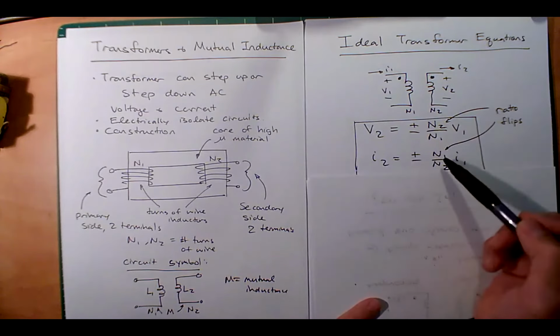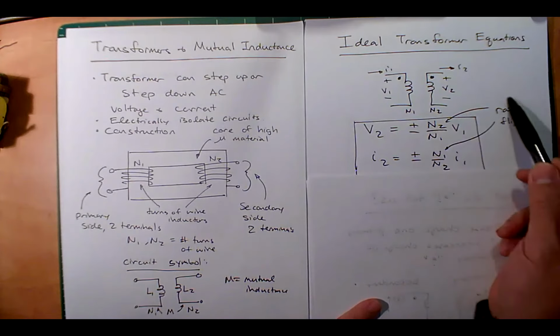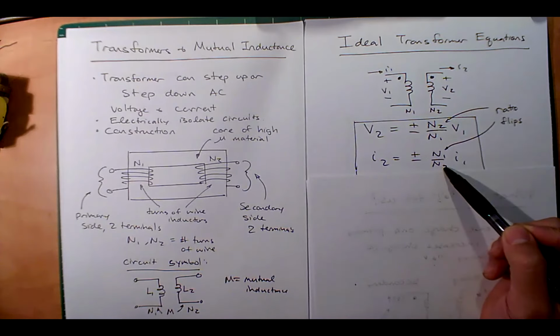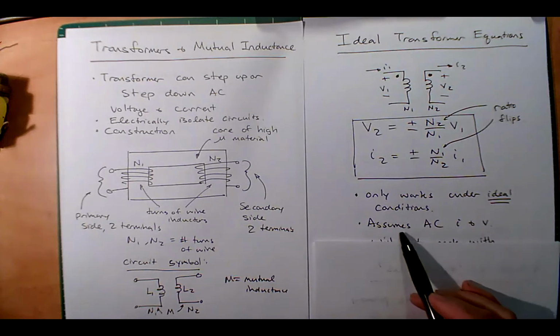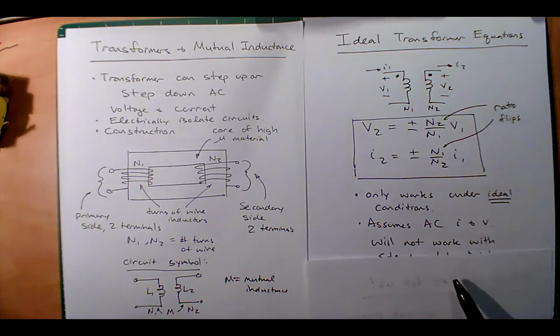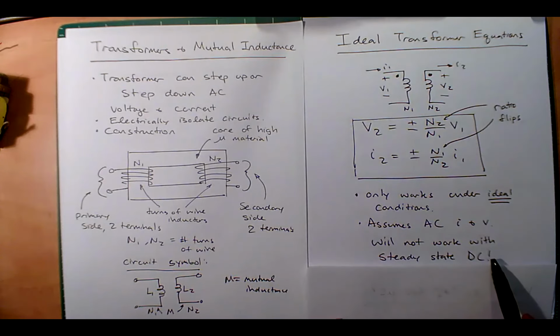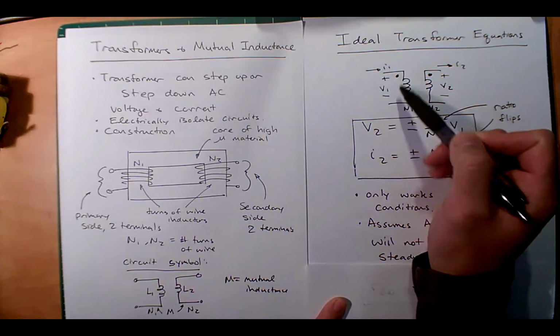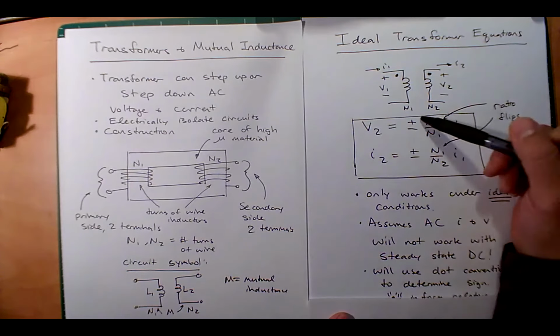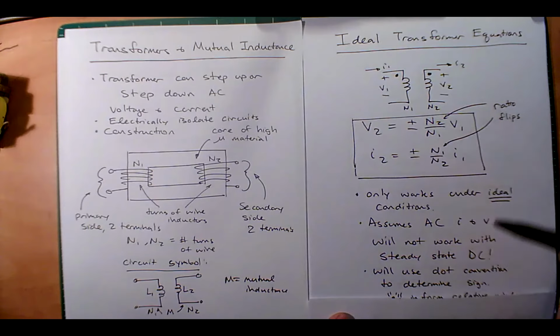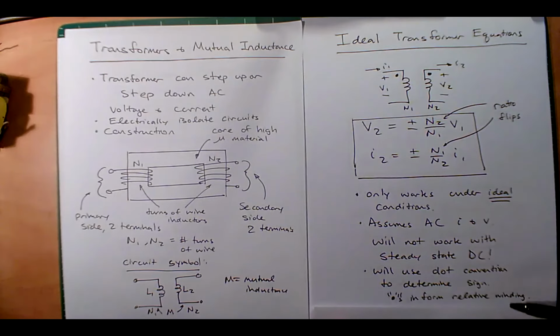Now the current is going to be the opposite ratio. Notice the ratio flips, so we have N1 over N2. And like I said, this only works under ideal conditions. We assume AC current and voltage, and it will not work with steady state DC. If I just have 10 volts constant, I'm not going to induce anything on the other side. Now you see this plus or minus, plus or minus. We will use this new thing called the dot convention to determine the sign.